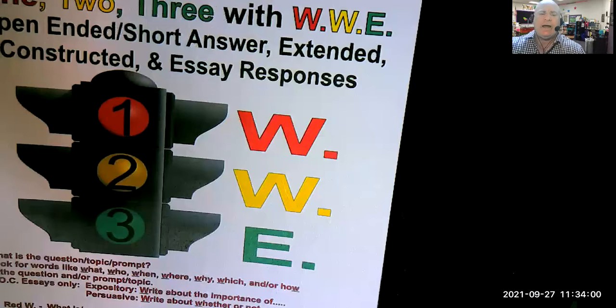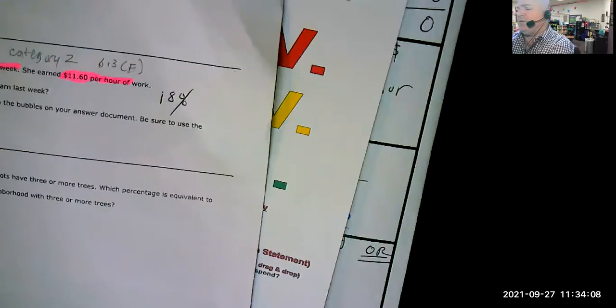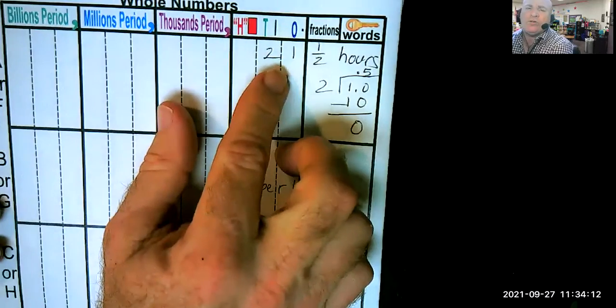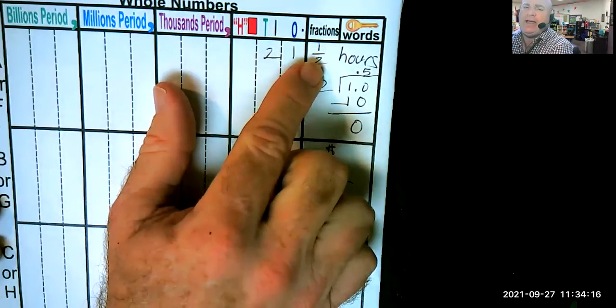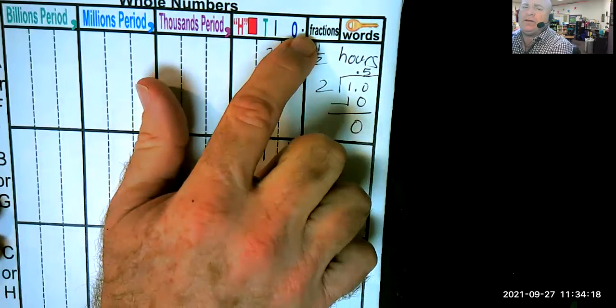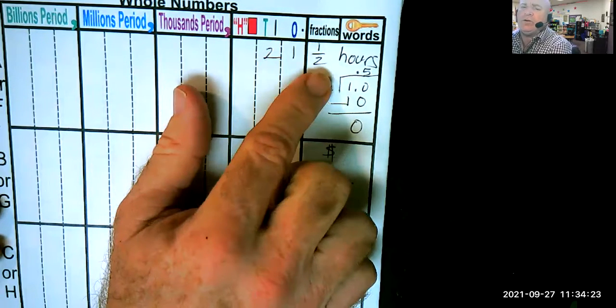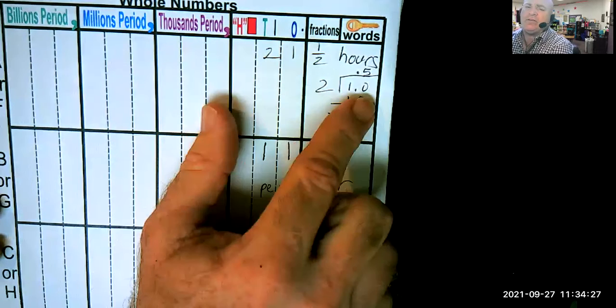It said, how, that was the W question, did she earn last week? So I'm going to go to my math graphic organizer now, and I'm going to break this problem. It said that she worked 21 and one half hours, and there's my little tiny decimal, one half hours is my key word. Well, how do I go from fraction to decimal? Because I've got to make sure I have decimals.